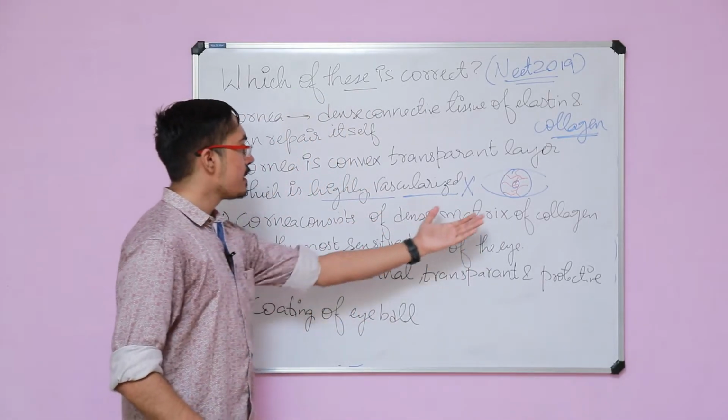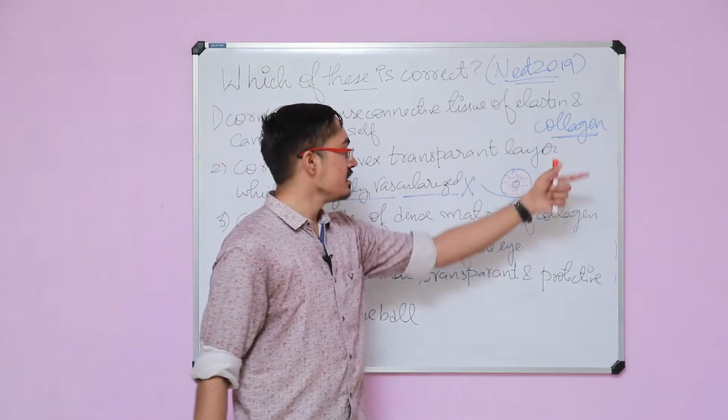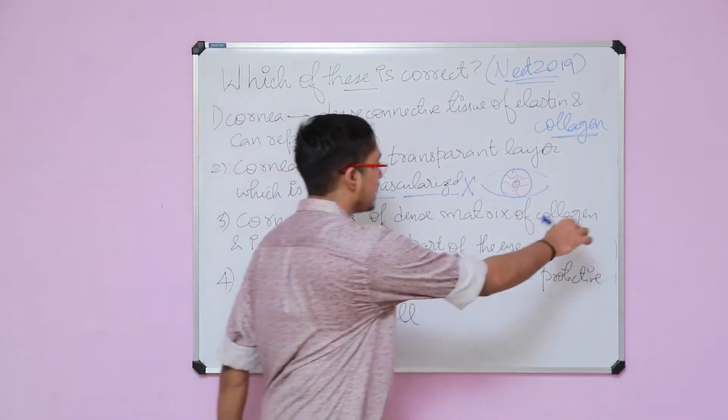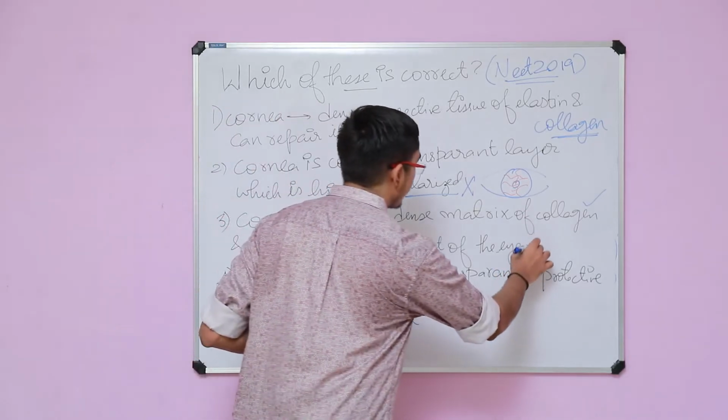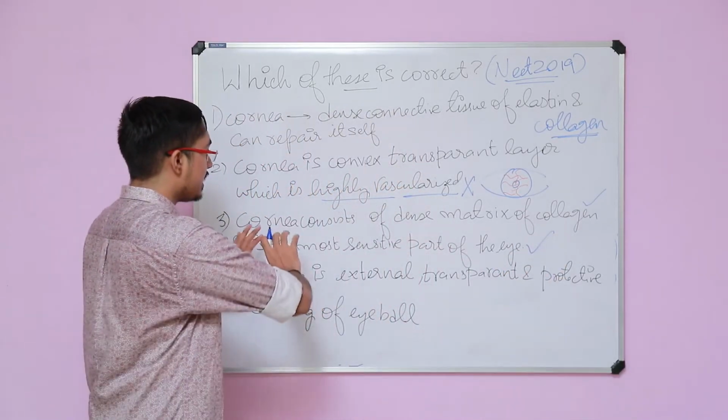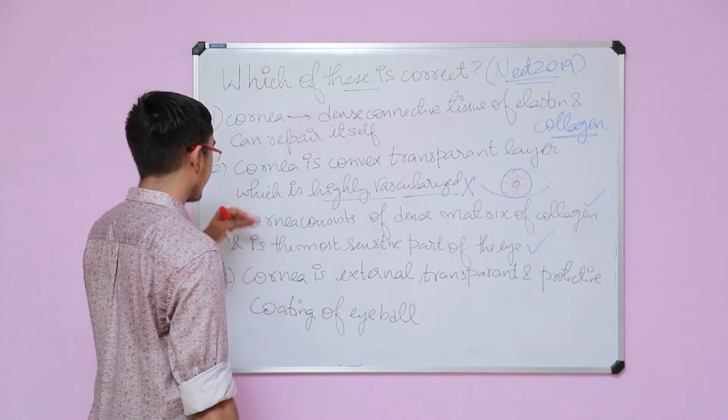Cornea consists of a dense matrix of collagen. Yes, it is collagen. They have mentioned it right over here. So I am agreeing with this statement, and it is the most sensitive part of the eye. Okay, so I am also agreeing with this statement. So let's check out the next option before confirming.